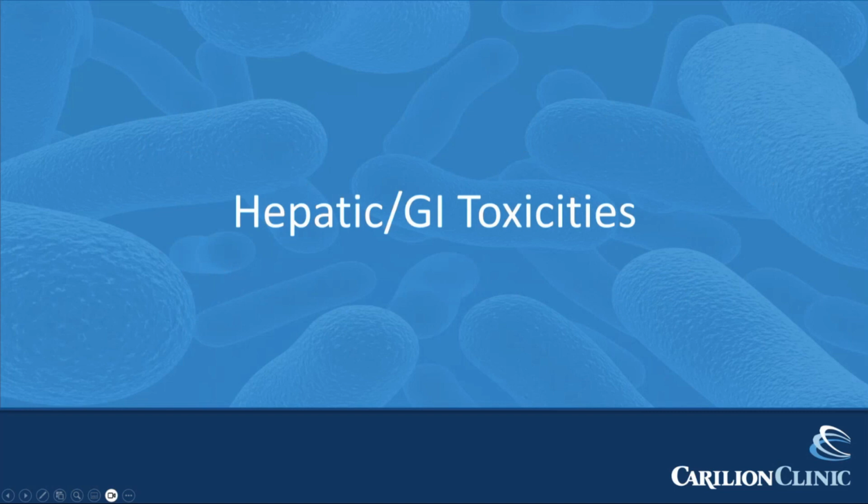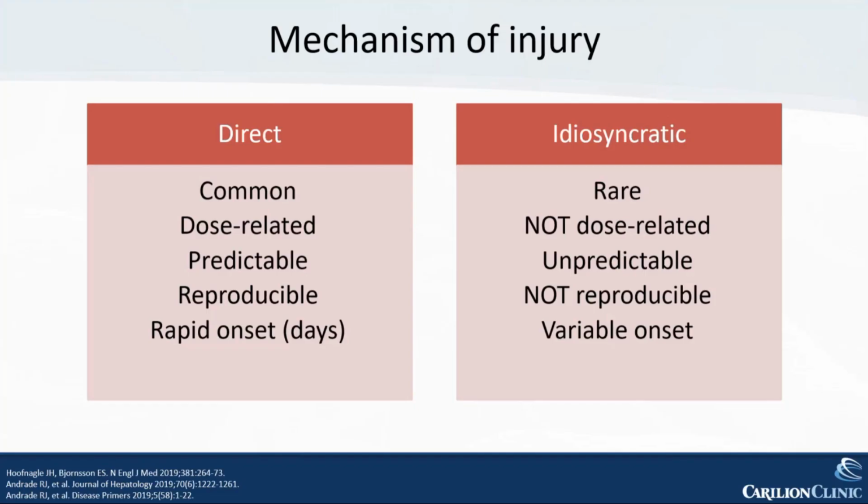So starting off, we're going to look at hepatic and gastrointestinal toxicities, and there's a bit of overlap between them. When we think about mechanism of injury, particularly for hepatic injury, we look at either direct toxicity or idiosyncratic. Our direct toxicities are a little bit more common, dose-related, predictable, with more rapid onset, whereas the idiosyncratic toxicities can be more rare, not that dose-related, and a bit more unpredictable in terms of onset and overall presentation.